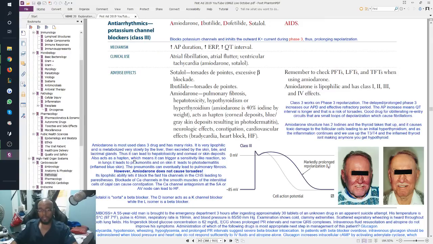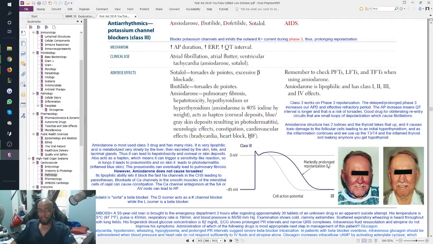The only thing that I learned more recently about amiodarone, like I knew it, but I didn't really remember it, was that you look at all the class 3 channel blockers, right? Sotalol can cause torsades, ibutilide can cause torsades, dofetilide can also cause torsades, but amiodarone, although it can cause a bunch of bad side effects, it cannot cause torsades.